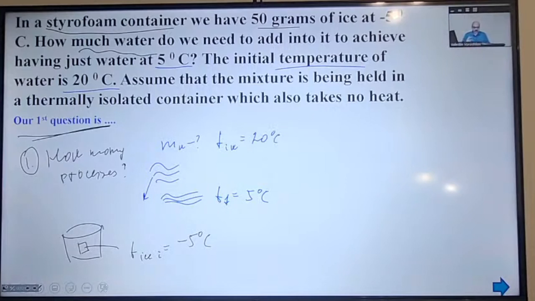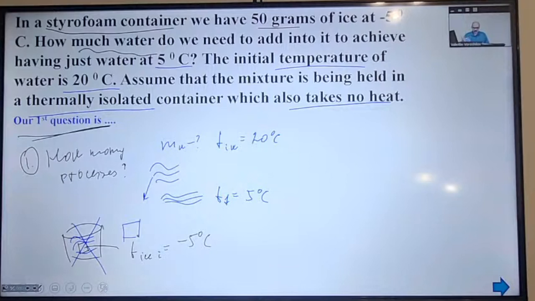So this cup is thermally insulated, and it does not take any heat, and we have no heating elements, so we can ignore the presence of this container. It only holds the mixture together. So basically, the container is not a part of this mixture, of this equilibrium situation.